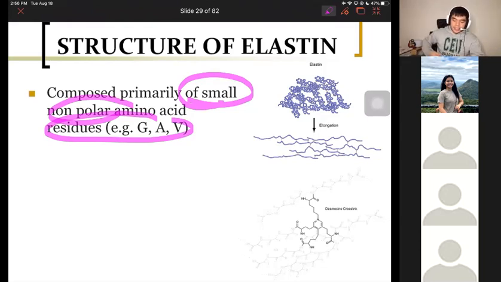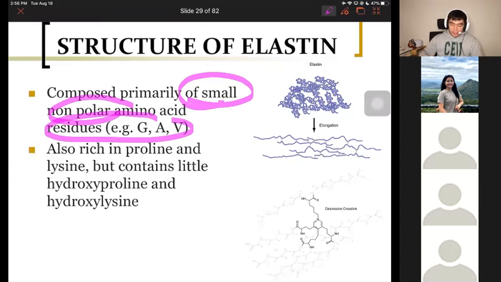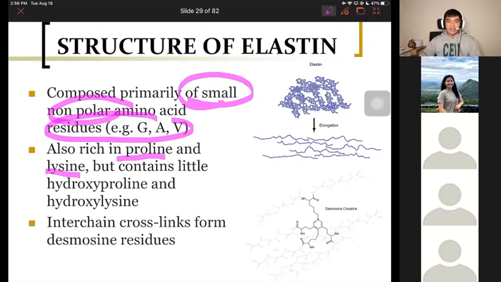So I repeat, elastin is composed of small nonpolar amino acid residues. Like for instance, we have glycine. Glycine contains only hydrogen, right? And alanine has a methyl group, and valine, I think, has an isopropyl functional group. So very small, but nonpolar. So this is also rich in proline and lysine. However, in the case of elastin, there is very little presence of derived amino acids like hydroxyproline and hydroxylysine. Unlike collagen, which has a lot.